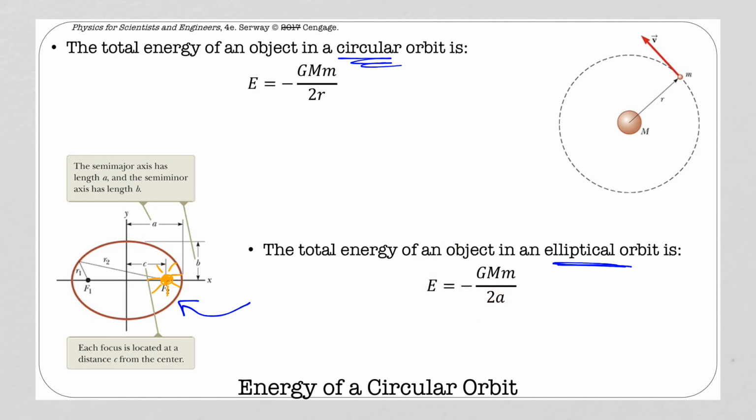In this case, A is the length of the semi-major axis. It's that length right there. So we see similar behavior. The math is a little bit more difficult. It's beyond the scope of this class, but we get a similar outcome.